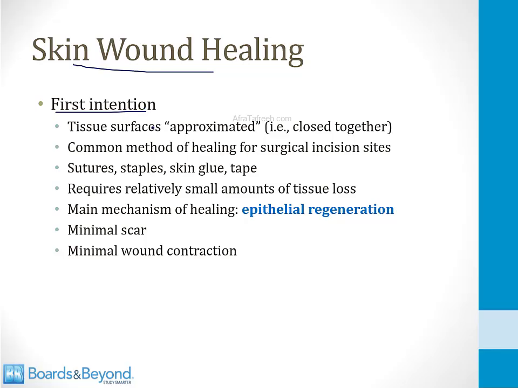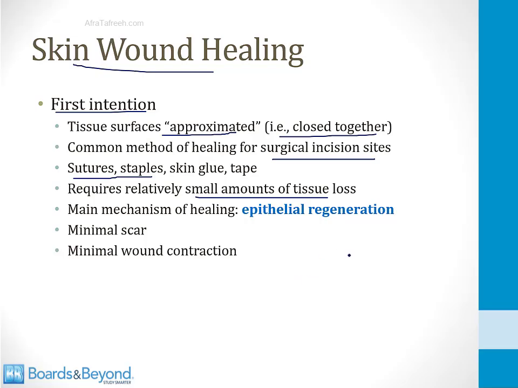In healing by first intention, the tissue surfaces of the skin are approximated, which means they are closed together. This is a common method of healing for surgical incision sites. The surgeon brings the edges of the skin together and then attaches them to each other with either sutures, staples, skin glue, or tape. The important thing to know about first intention is that this requires that there be relatively small amounts of tissue lost.